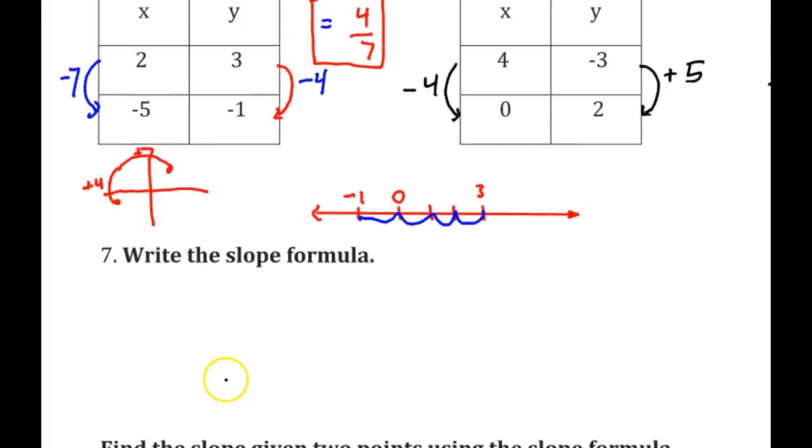The third way was using the slope formula, which just said your slope is going to be y2 minus y1, the distance between the y's on the top, over the distance between the x's. So subtract to find how far apart two numbers are.